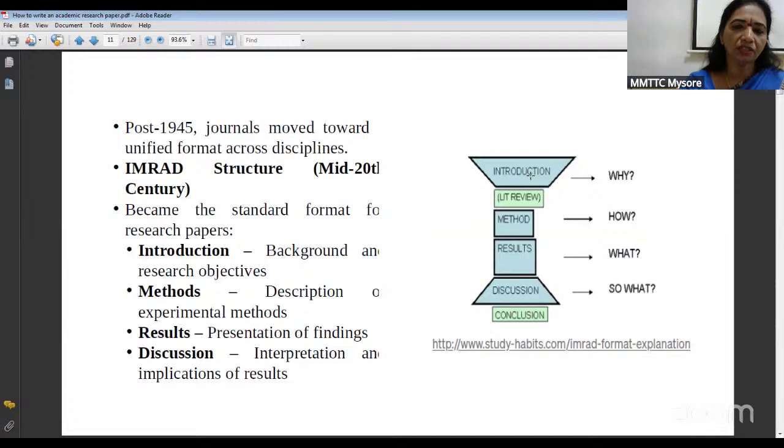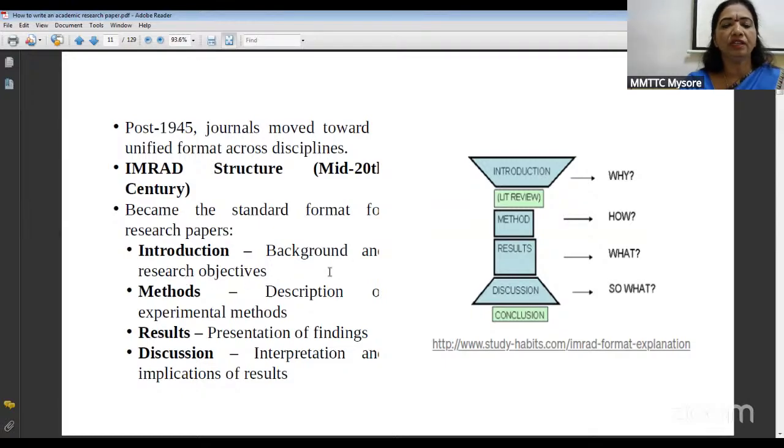So the introduction will address why you are writing your paper, along with the literature review. The method will address how you are writing your paper. The results are what you got out of your method. The discussion is, what is your contribution for whatever results you have got. And finally, the conclusion. Okay, so these are the different heads.